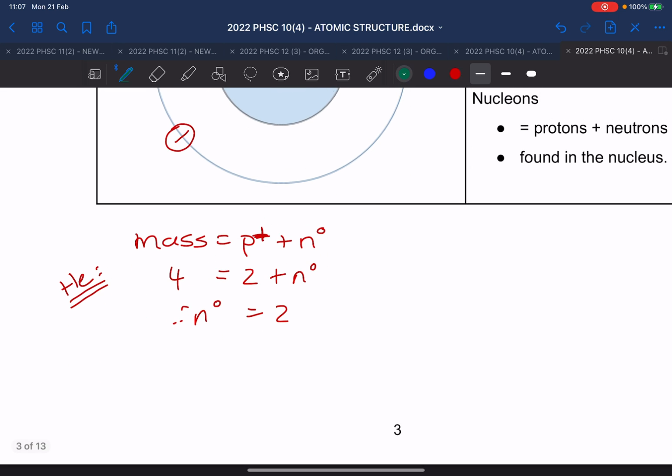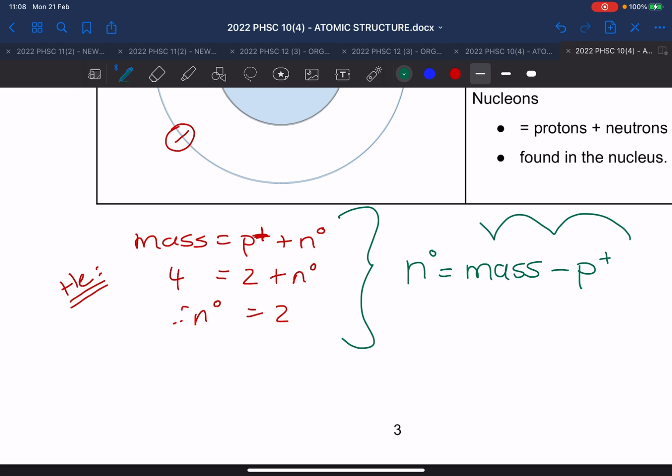So what you must get from that is, nowhere on the periodic table will you find the number of neutrons. You have to calculate it. How do you calculate the number of neutrons? It's the mass minus the number of protons. Write that down somewhere, that's important. To determine the number of neutrons, it's the mass minus the number of protons.